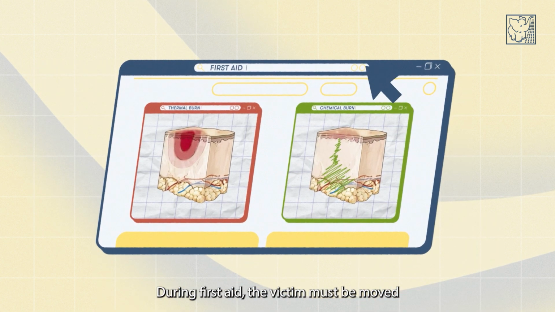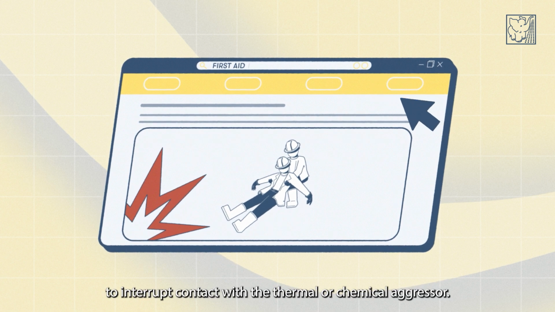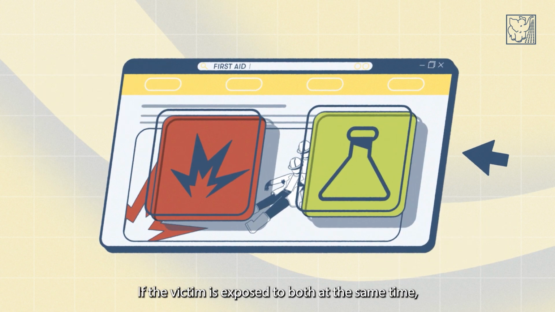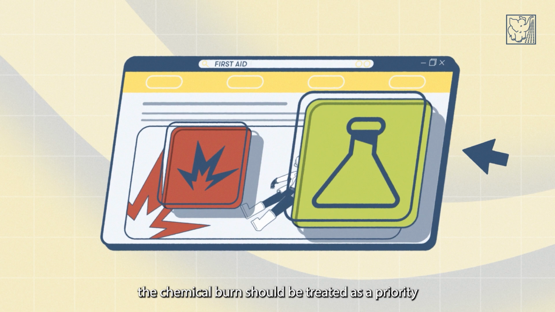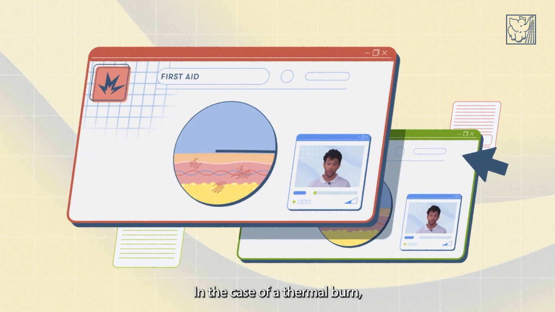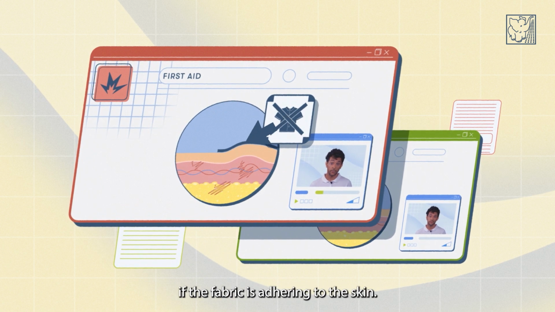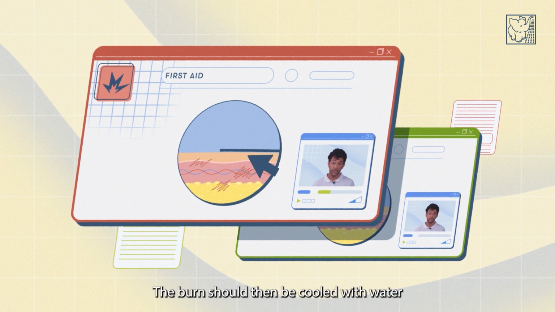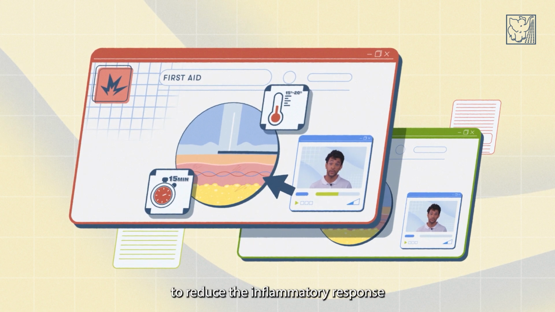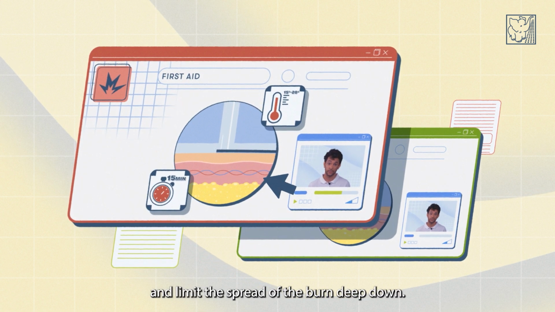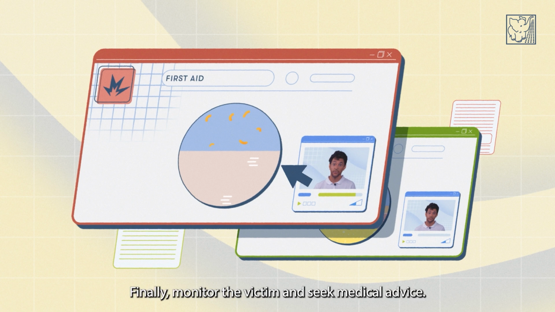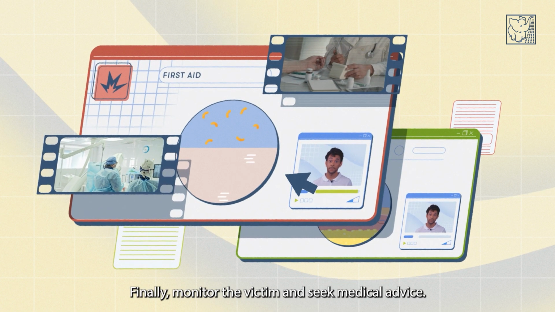During first aid, the victim must be moved out of the danger zone to interrupt contact with a thermal or chemical aggressor. If the victim is exposed to both at the same time, the chemical burn should be treated as a priority in order to limit the severity of the consequences. In the case of a thermal burn, clothing should not be removed if the fabric is adherent to the skin. The burn should then be cooled with water at 15-20 degrees for 15 minutes to reduce the inflammatory response and limit the spread of the burn deep down. Also cover the burn with sterile drapes to limit bacterial contamination. Finally, monitor the victim and seek medical advice.